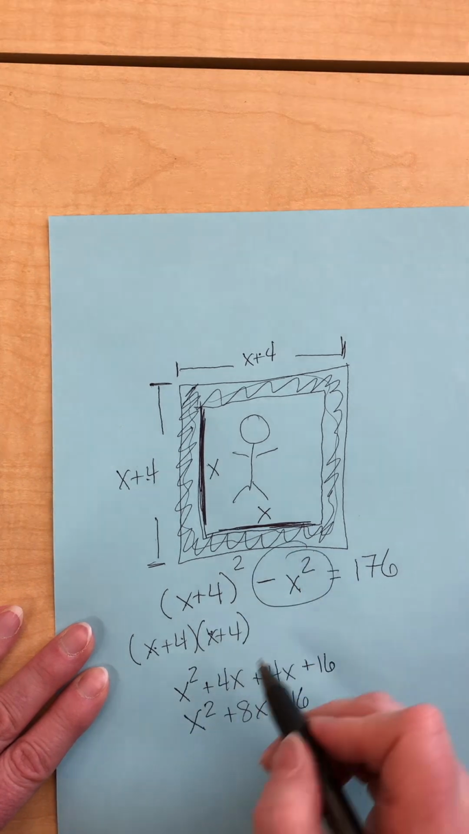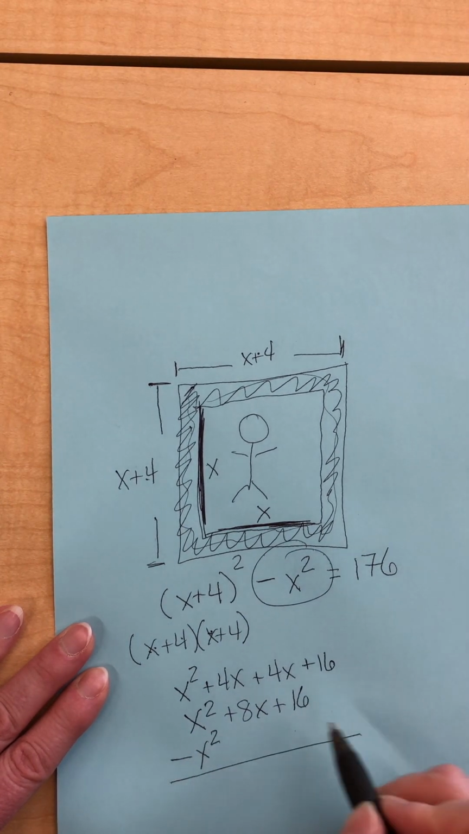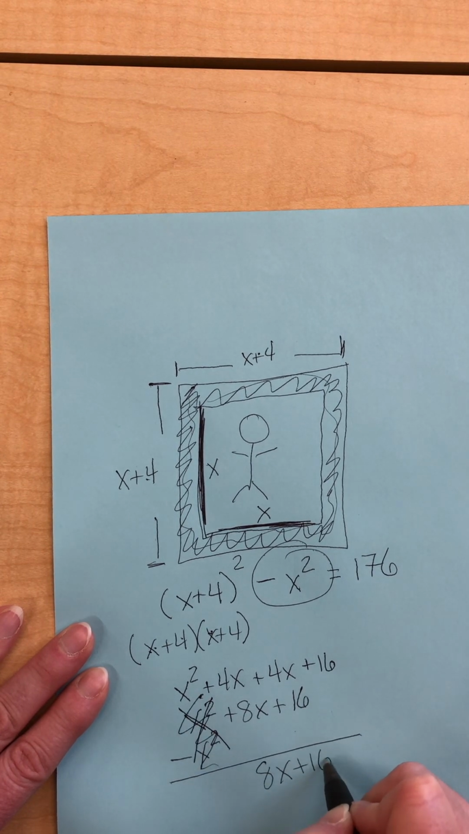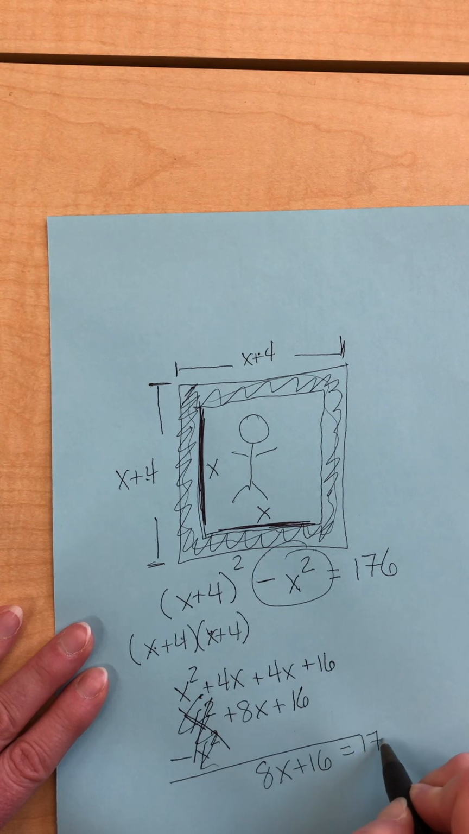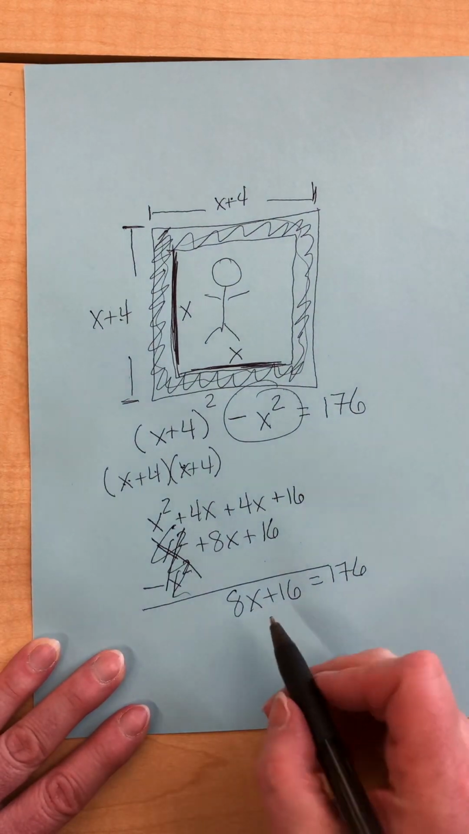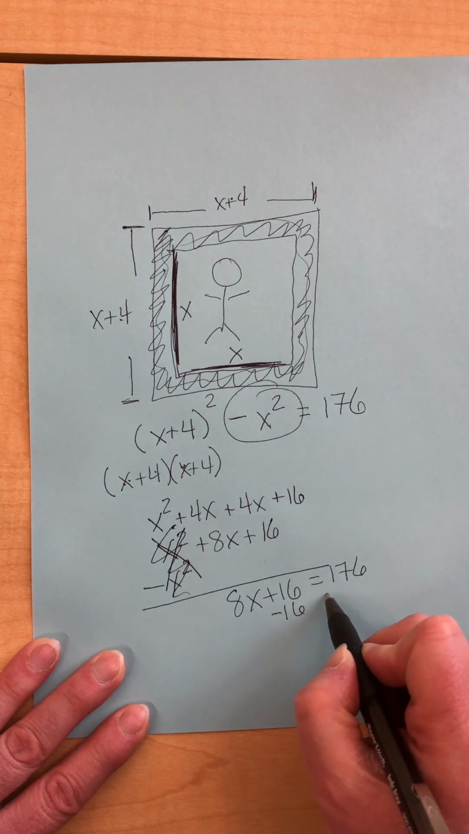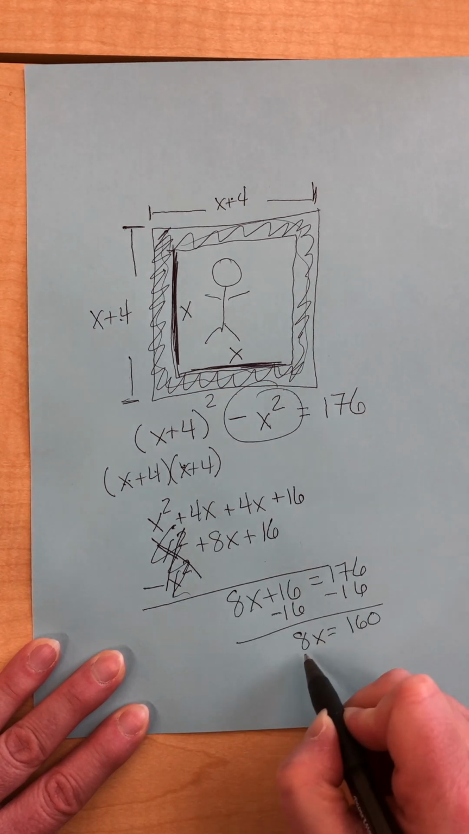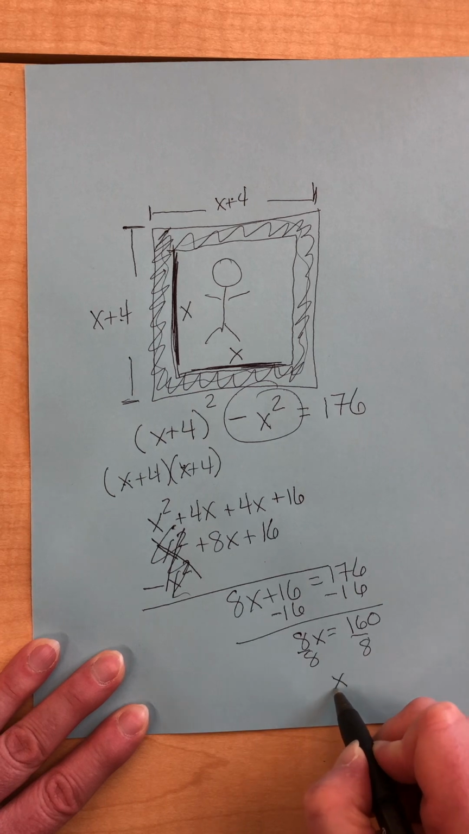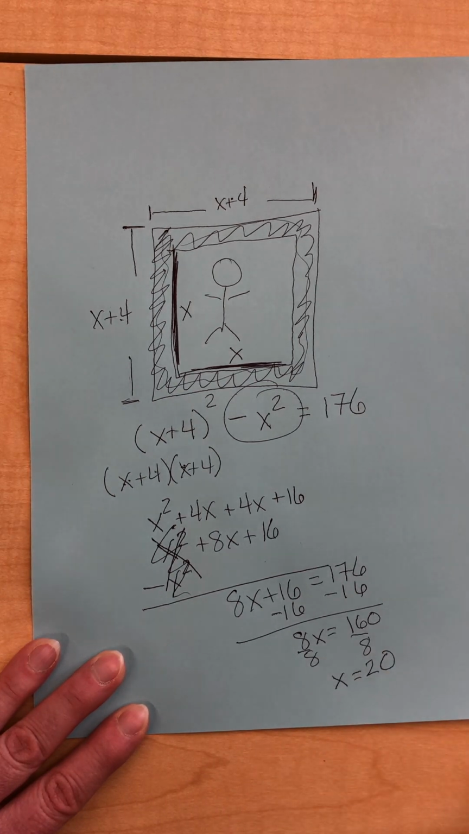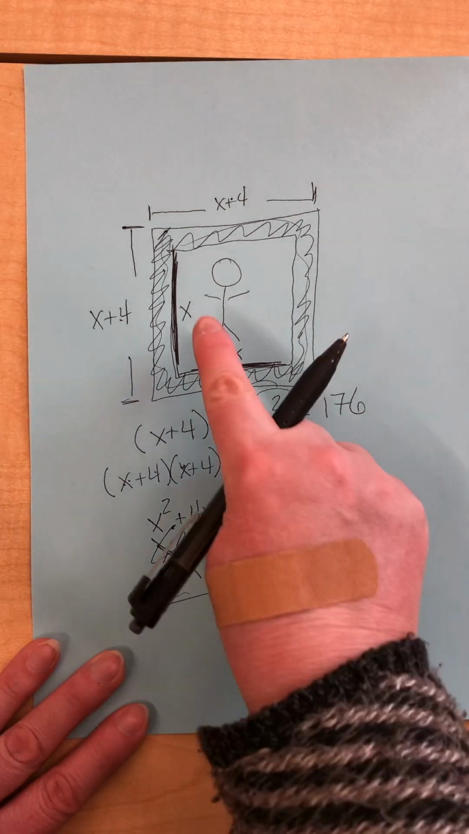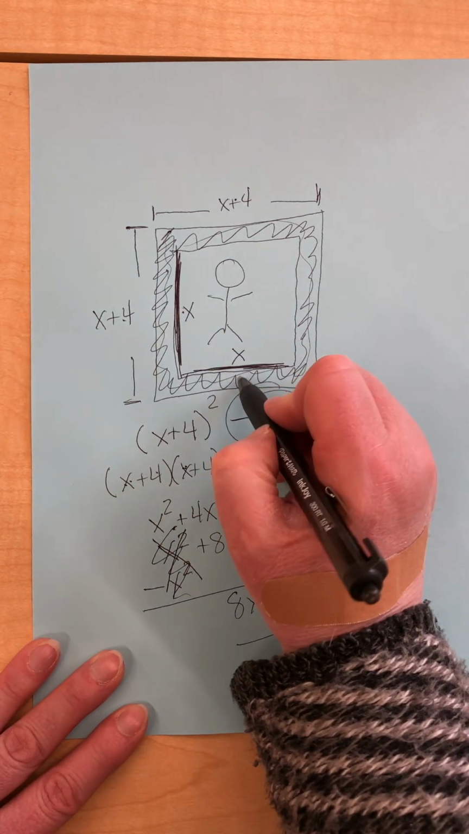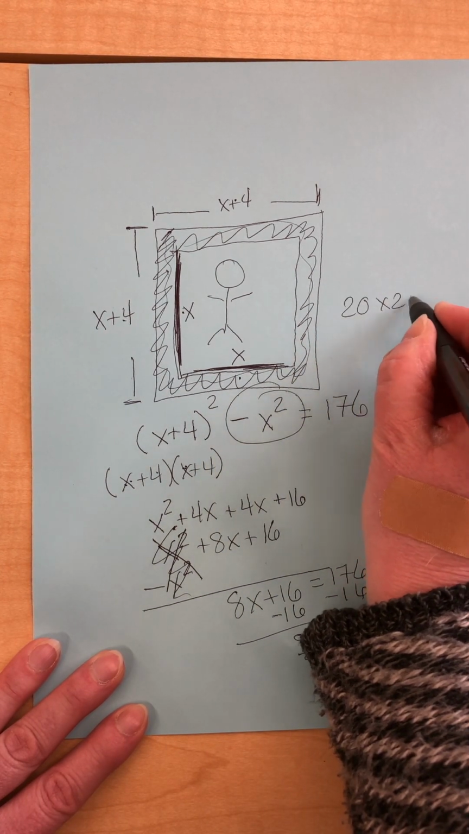Then they told us to subtract x squared. So we stack them and subtract. It makes this completely go away because it is 0. We are left with 8x plus 16, and all of that equals 176. So we're solving for x. We subtract 16. We still have 8x, and we have 160. Divide by 8, and we get that x is 20. If they want to know what the area of the inside is, since x is 20, it is a 20 by 20 image.